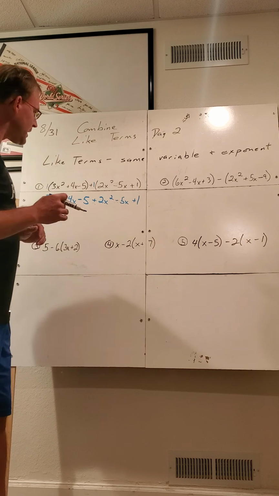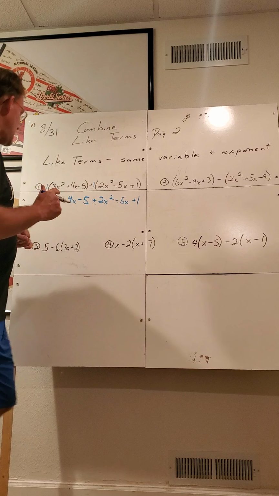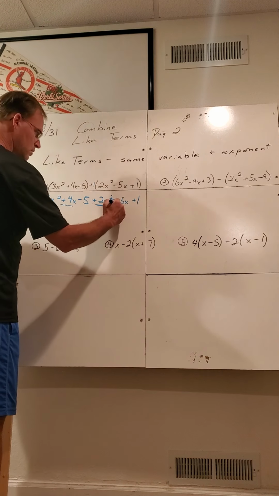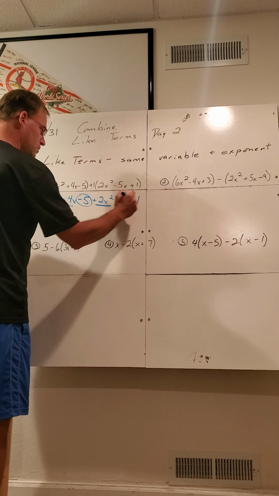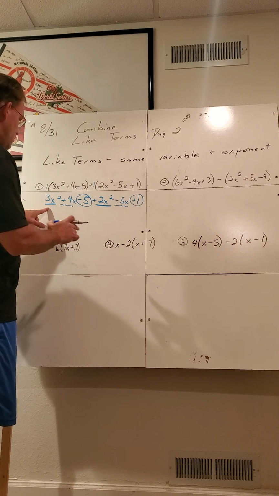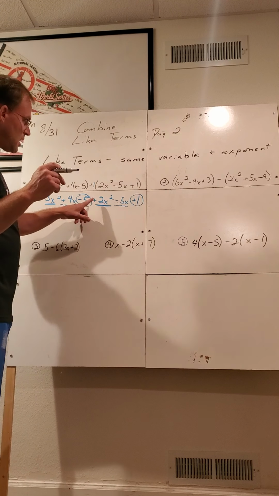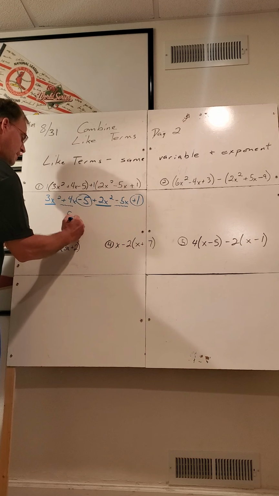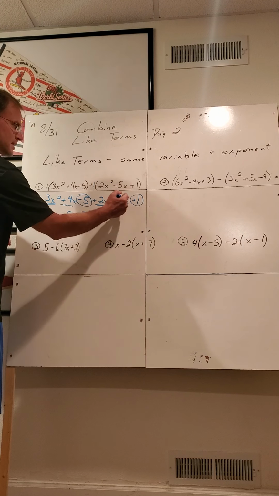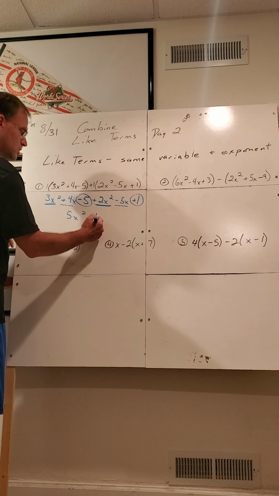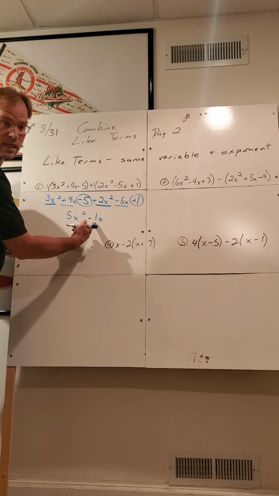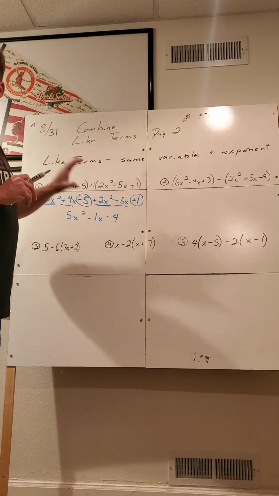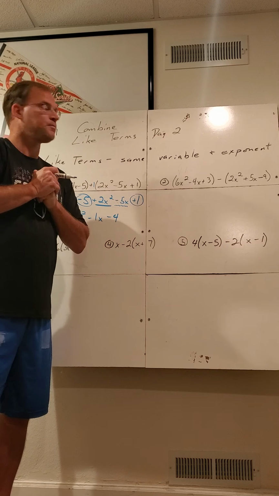Now that we're looking at them again, and I'm thinking like terms, I see I have some like terms I can combine: 3x squared and 2x squared. Again, use the sign in front, never the sign behind. That gives me 5x squared, plus 4x minus 5x gives me minus 1x. Writing the 1 is optional. Minus 5 plus 1, minus 4. Can't simplify any further. That's the end of the problem.